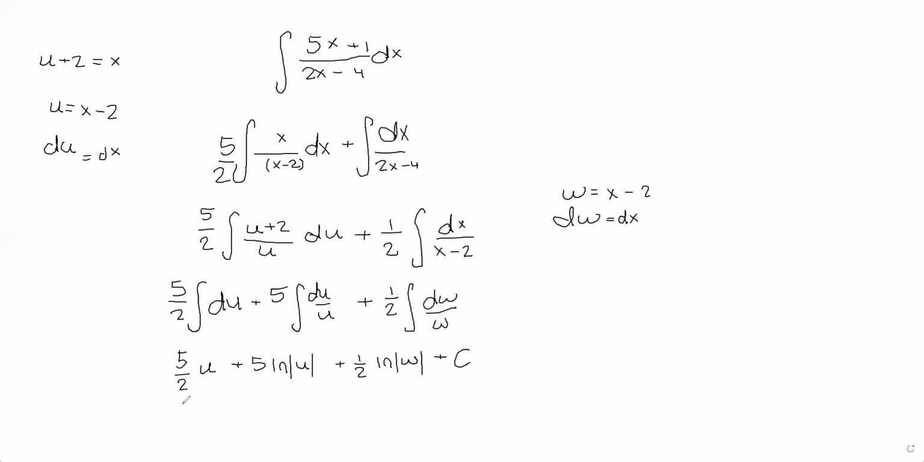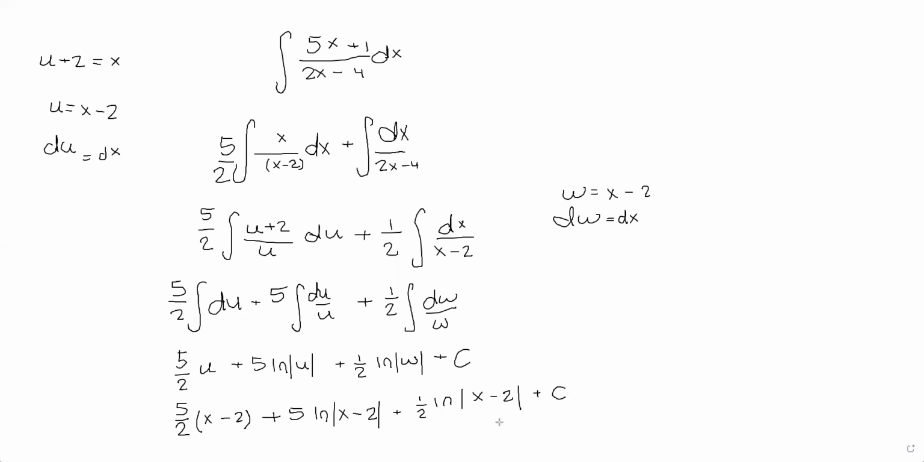So we have 5/2 times u, and u is just x minus 2. Plus 5 times natural log of u. And again, u is just x minus 2. Plus the next part, it's going to be 1/2 natural log of w, which conveniently enough also happens to be x minus 2. Plus c.